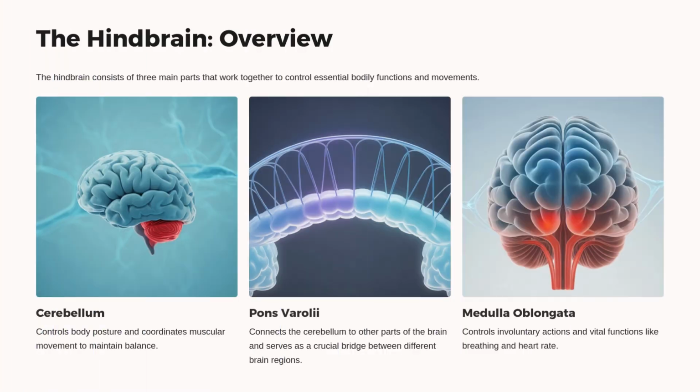The hindbrain. Overview. The hindbrain consists of 3 main parts that work together to control essential bodily functions and movements. Cerebellum. Controls body posture and coordinates muscular movement to maintain balance. Pons Varolii. Connects the cerebellum to other parts of the brain, and serves as a crucial bridge between different brain regions. Medulla oblongata. Controls involuntary actions and vital functions like breathing and heart rate.